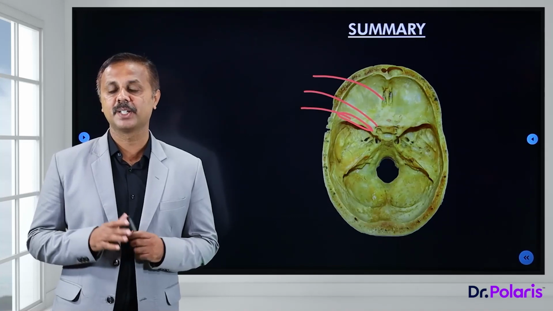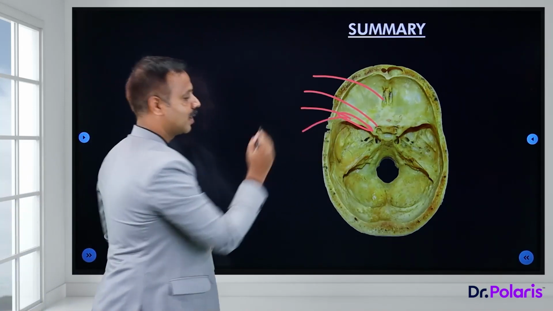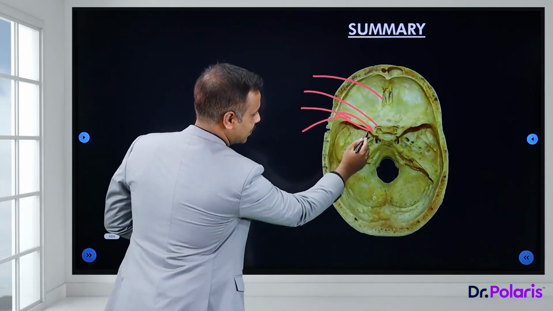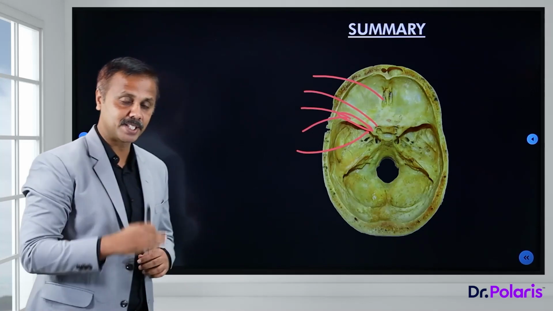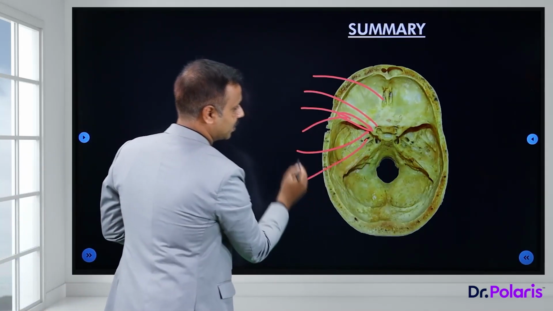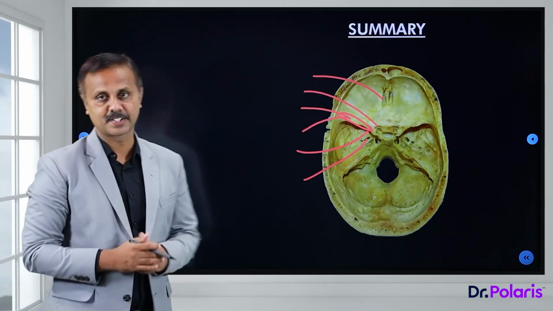Ophthalmic division splits into nasociliary, lacrimal and frontal, which again passes through the superior orbital fissure. Then we have the maxillary division that passes through the foramen rotundum, which is present in front of foramen ovale. Then we have the mandibular nerve, which passes through the foramen ovale. Right? This is regarding the first 6 cranial nerves.